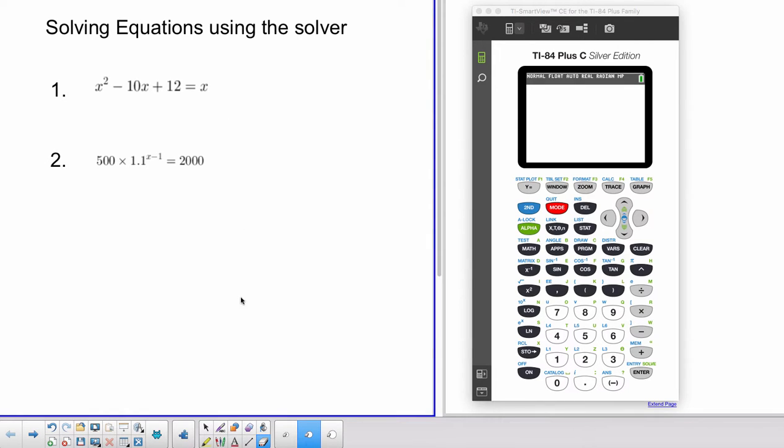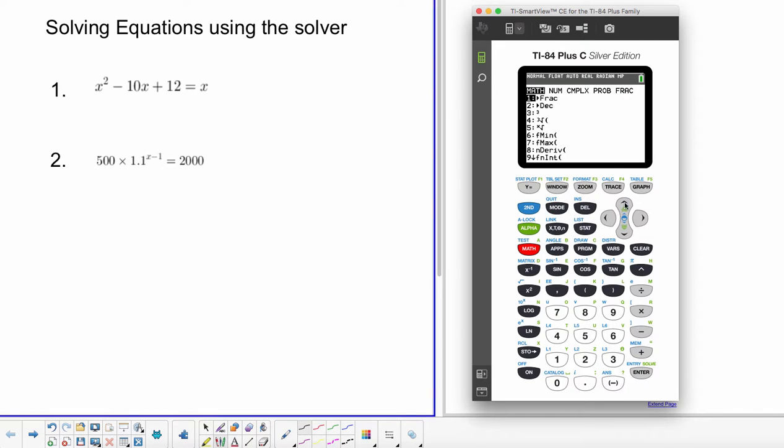Let's use the solve function of the calculator to solve these two equations. The first equation is a quadratic equation. The left-hand side is a quadratic expression, and to solve it on the solver we find the math menu, and solver is right at the bottom of the menu, and we type each side, each expression, the left-hand side and the right-hand side in, and press OK.